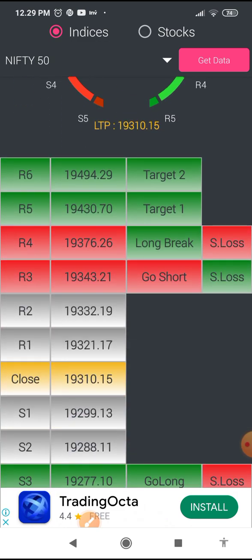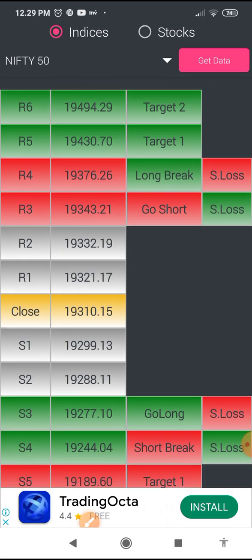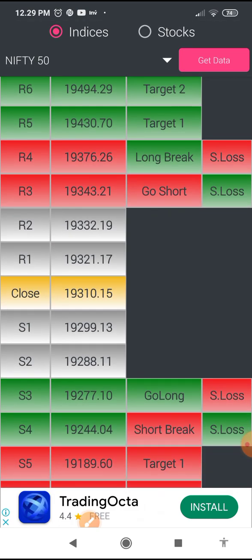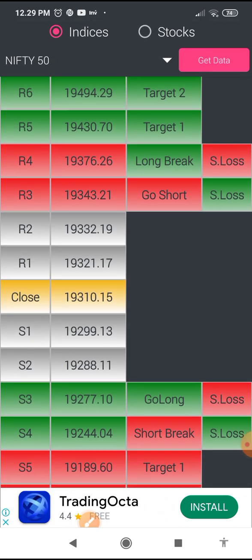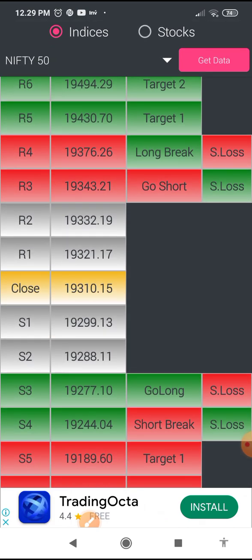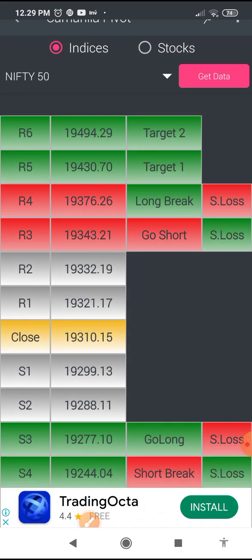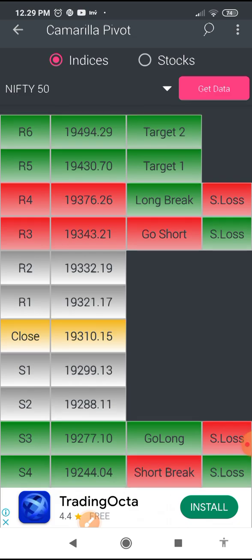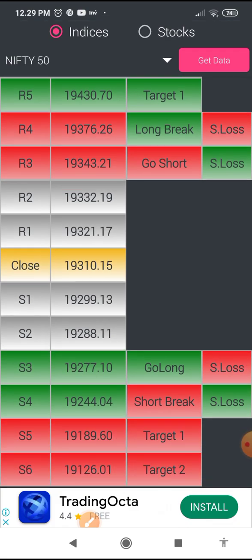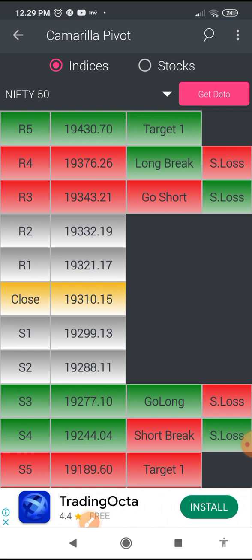Now there are 6 levels shown here above the close, and 6 levels shown below the close. ChatGPT was saying H1, H2, H3, H4, H5, H6, but you can also say it R1, R2, R3, R4, R5, R6. ChatGPT was saying L1, L2, L3, L4, L5, L6, but you can also say S1, S2, S3, S4, S5, S6. S stands for support and R stands for resistance, right?